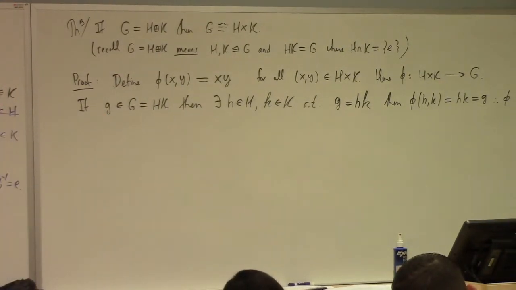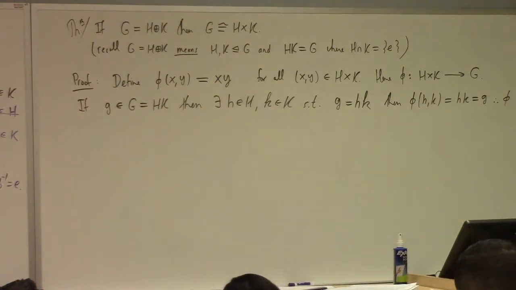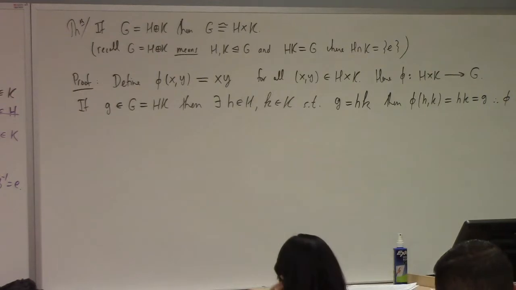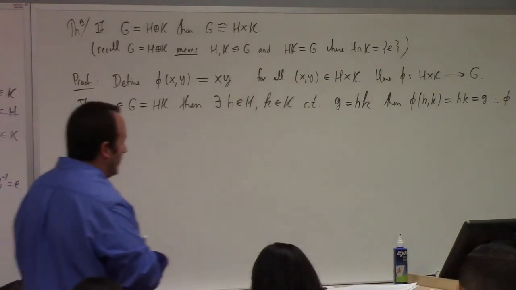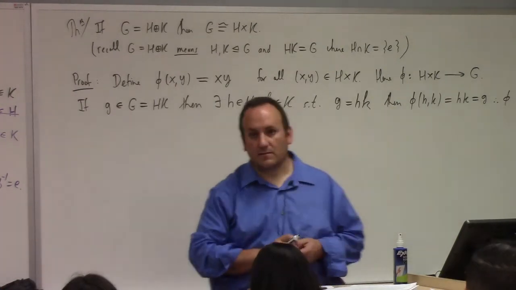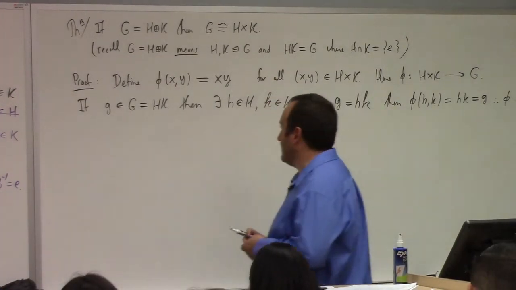This is actually true independent of the normality condition or even the intersection being identity, right? As long as the product of the two subgroups is the whole group, the mapping that Emily just defined for us is a surjection. But the injectivity and the homomorphism property require the conditions that we wrote down. So let's look at that.